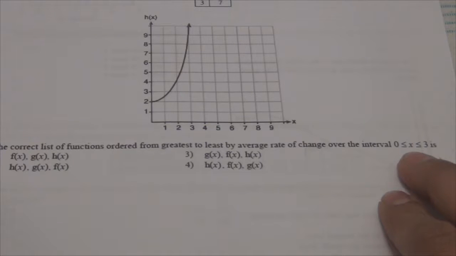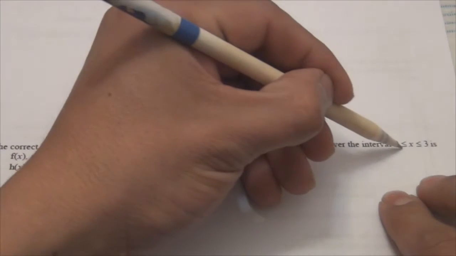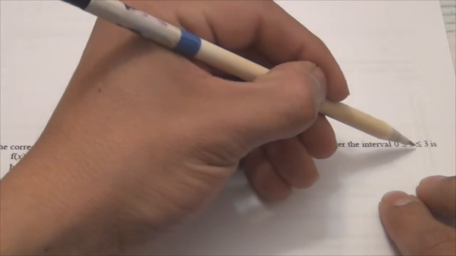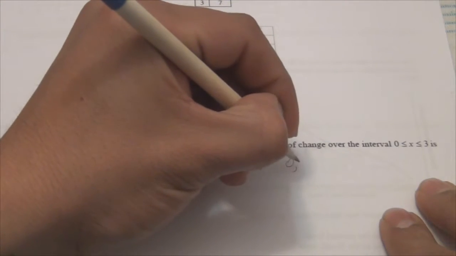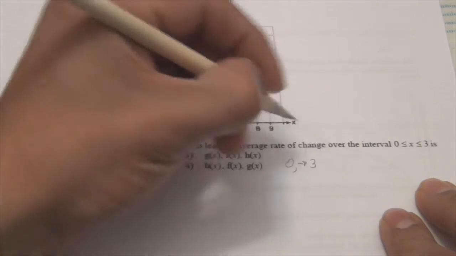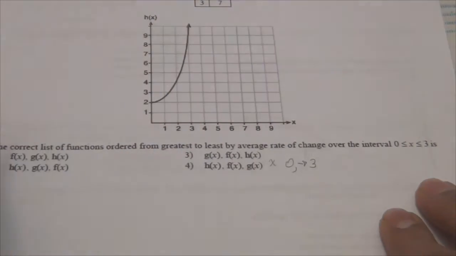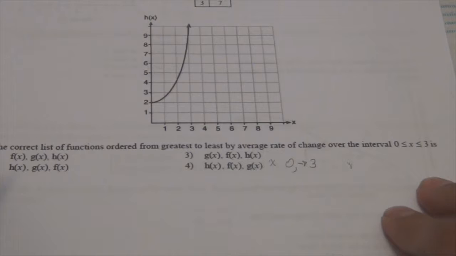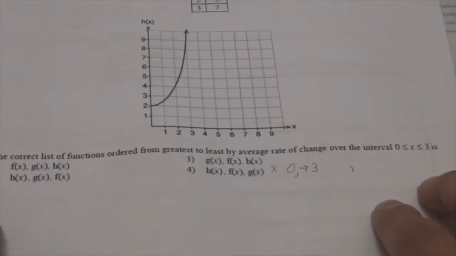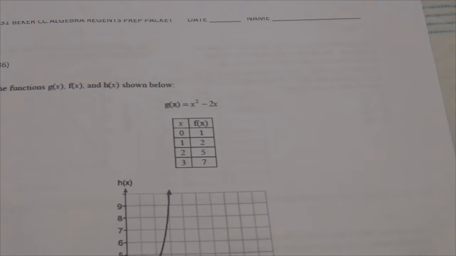x represents all the numbers between 0 and 3, including 0 because it has the or equal to, and including 3 because it has the or equal to. So in other words, I am going to go from 0 all the way to 3. X is going to take on those values and see what y is. In other words, I'm going to find the rate of change. I'm going to find the slope. So let's start with g of x.